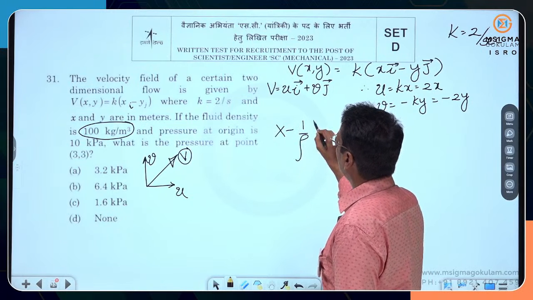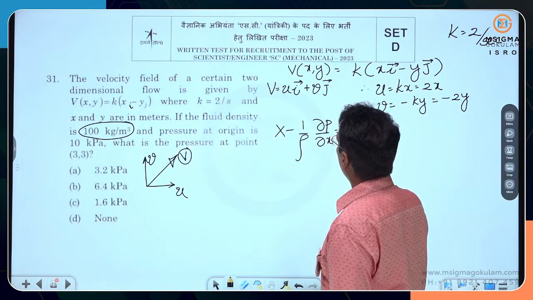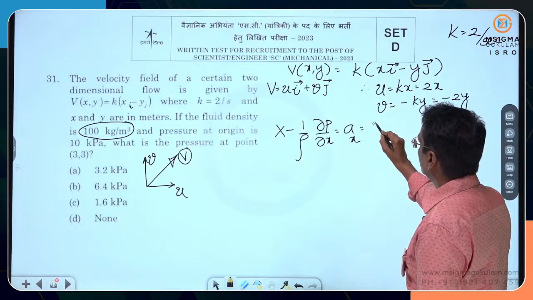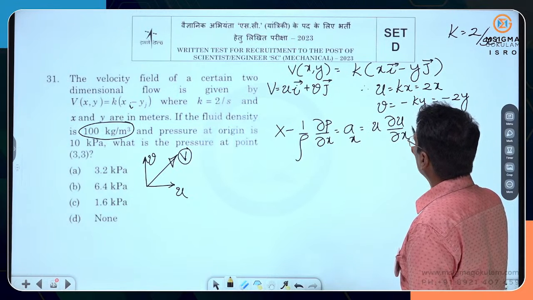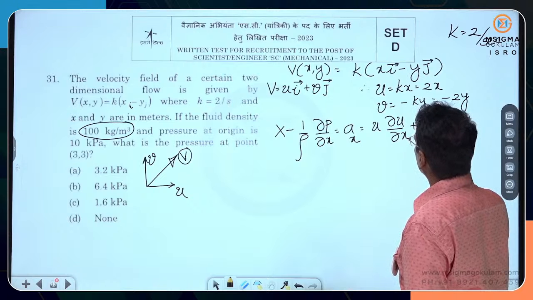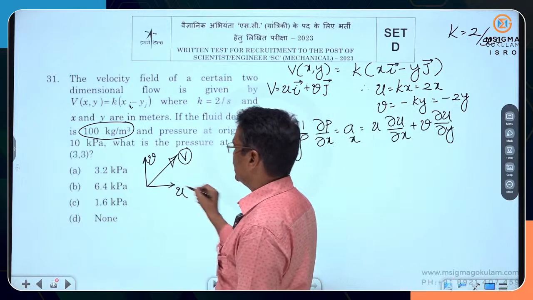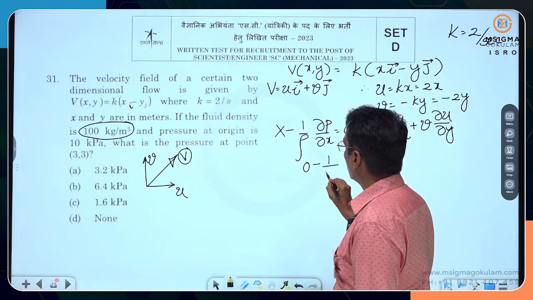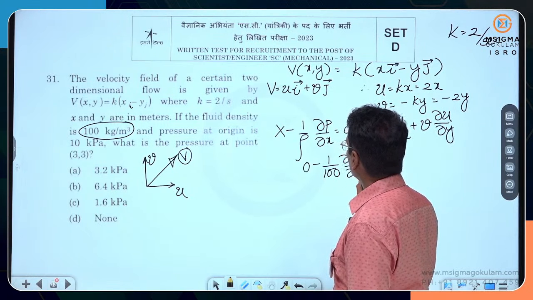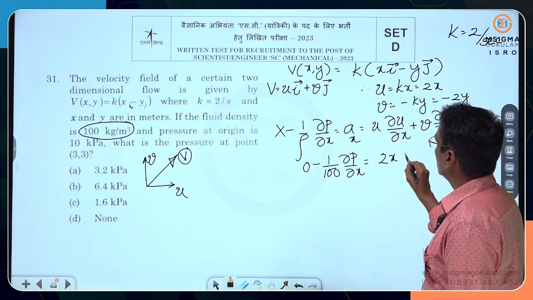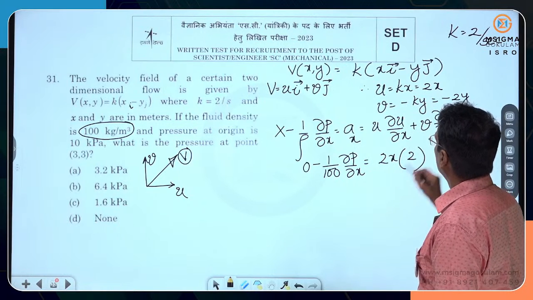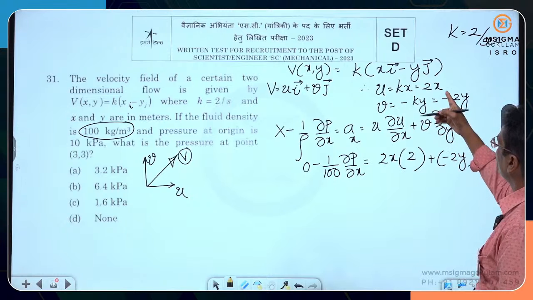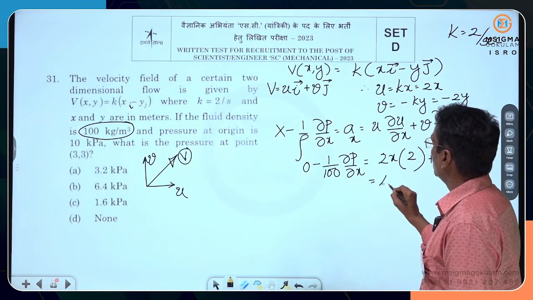X minus 1 by rho into dou p by dou x is equal to ax. The convective acceleration for steady flow, assuming the flow is steady, is given as u into dou u by dou x plus v into dou u by dou y. X is the body force potential along the x direction. That is taken as 0 because no body force is acting along it. So I can write 0 minus 1 by 100 density dou p by dou x. What is u? 2x. Dou u by dou x is 2, plus minus 2y into dou u by dou y. It is 0, it is a partial derivative, there is no y function. So it becomes 4x.